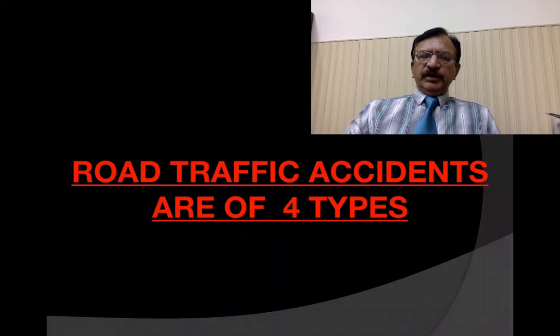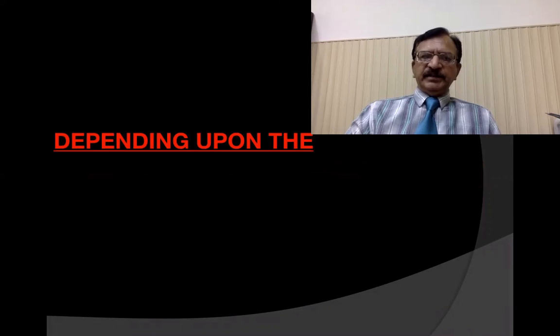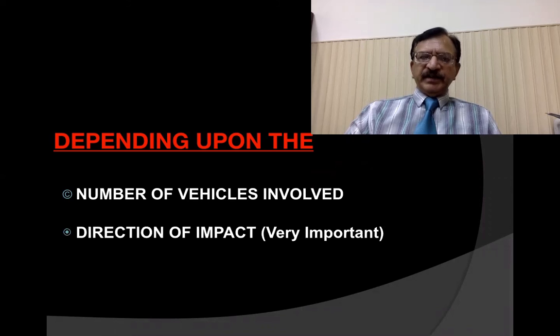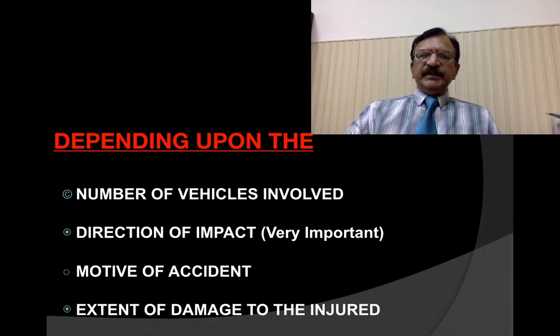So there are basically 4 types of accidents depending upon the number of vehicles involved, direction of impact, motive of accident, and the extent and damage of injuries. So road traffic injuries or the accidents can be divided into 4 groups, and which depends upon the number of vehicles, direction of impact, motive of accident, and the extent of damage.